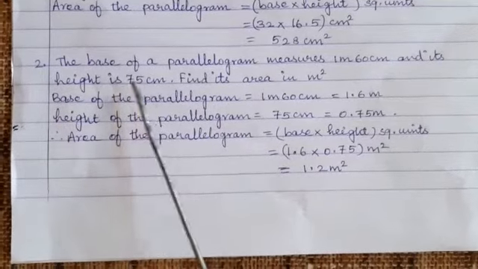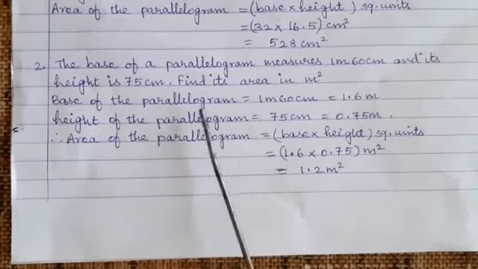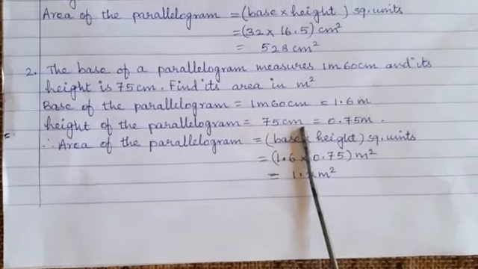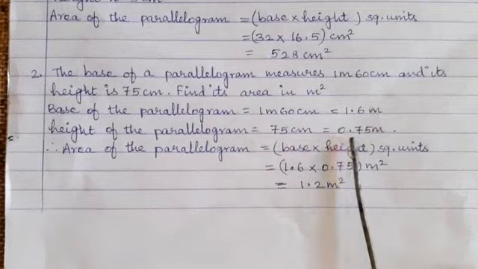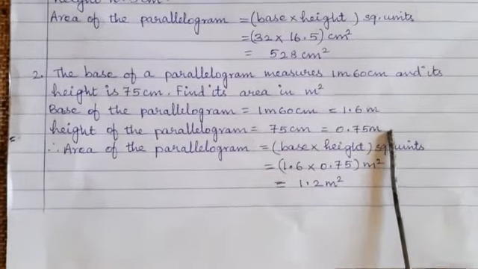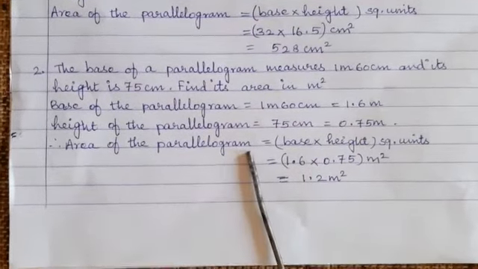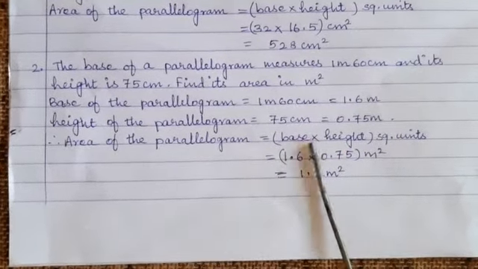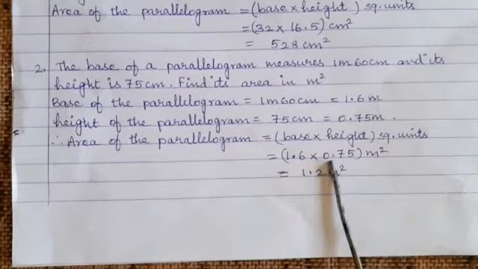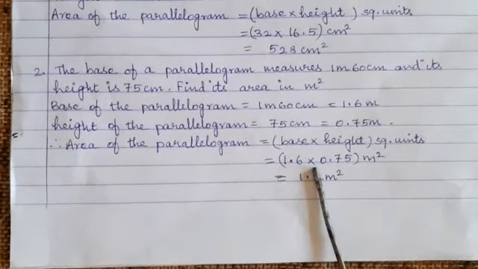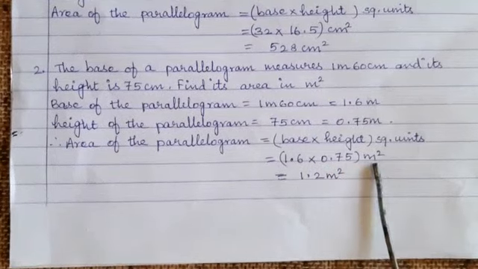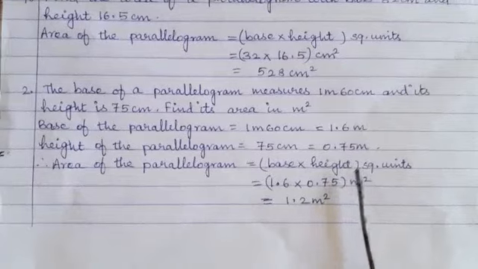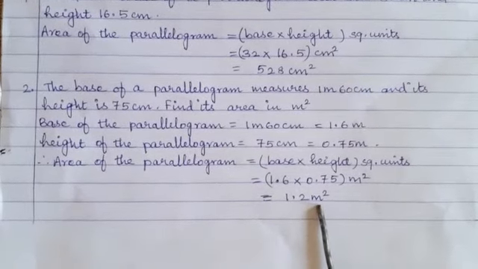And height is given here 75 cm. This also we have to convert into meter. That is, height of the parallelogram is equal to 75 cm, which is equal to 0.75 meter. Now area of the parallelogram formula is base into height square units. Base is 1.6 and height is 0.75. 1.6 into 0.75 meter squared is equal to 1.2 meter squared. While writing all these questions, the units are very much important.